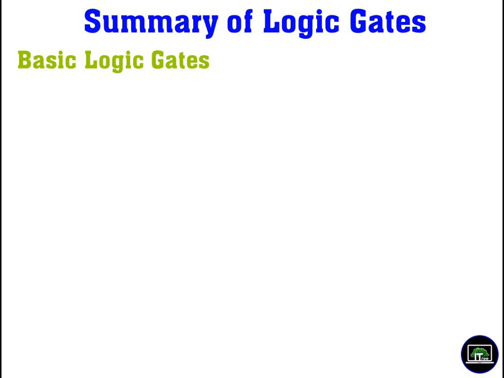So logic gates are categorized in many different ways. The first type we call basic logic gates. There are three basic logic gates.